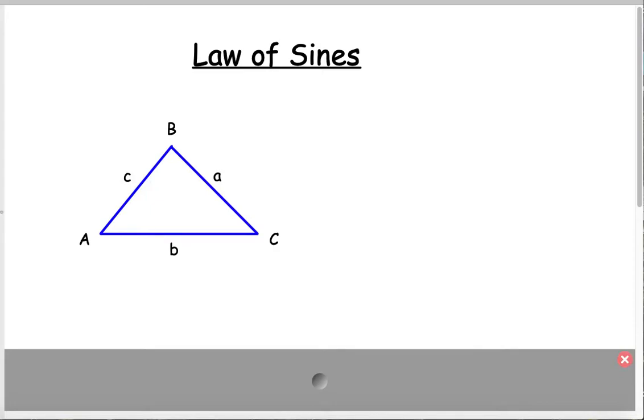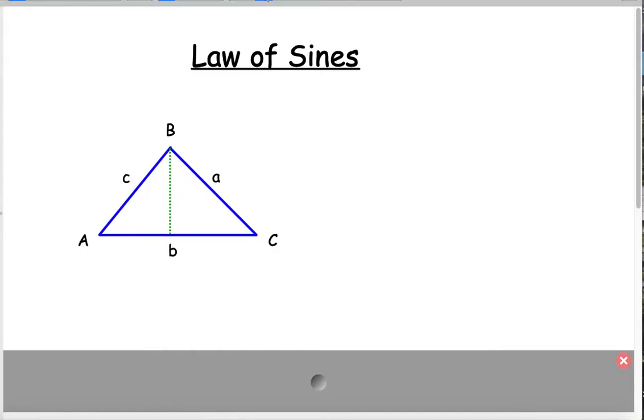In this triangle, let's draw a perpendicular from B down to the opposite side. And by the way, let me make an arrow to point to things. What we're going to do is label our triangles. The angles will be capital letters, so angle A, angle B, angle C. And then the side across from that angle we'll label with a lowercase matching letter. So if this is angle A, the side across from it is side a. Angle B, side b, angle C, side c.